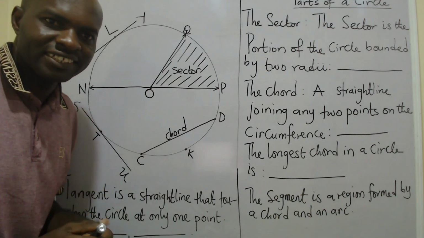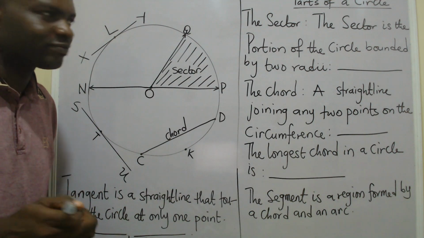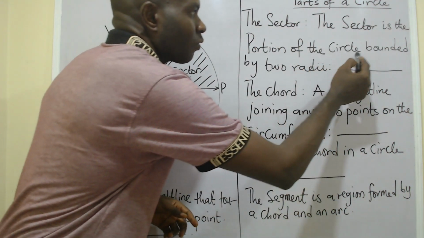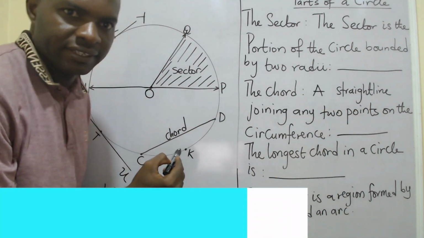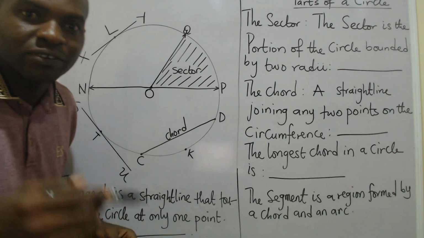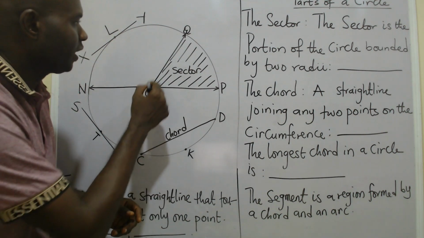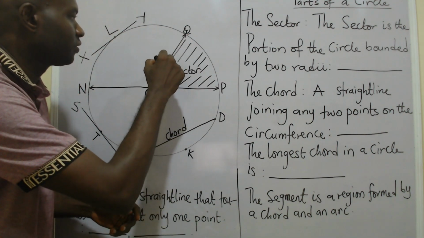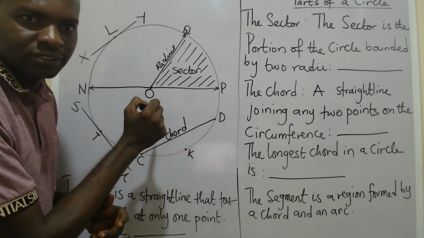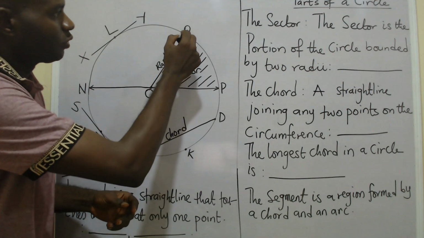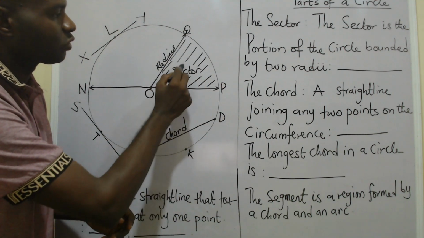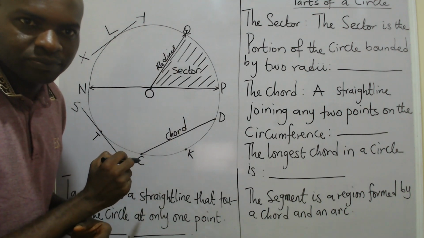Okay, the sector. The sector is the portion of the circle bounded by two radii. What is the meaning of radii? Radii is the plural of radius. Now, from here to here is a radius. From here to here is a radius. So, the region bounded by these two radii is called the sector.